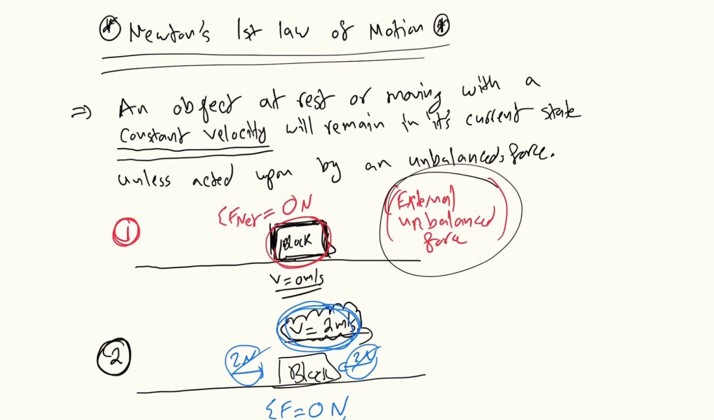If we have an object which is at rest and not moving, it will remain in its current state unless it's acted upon by an unbalanced force. This is case number 1, where we had the example of a block. You are simply pushing the block with different forces, and all of them cancel each other out. Or if you have no forces at all, the net force is going to be 0. The block will remain at rest forever unless there's an external force acting on it to cause this change.